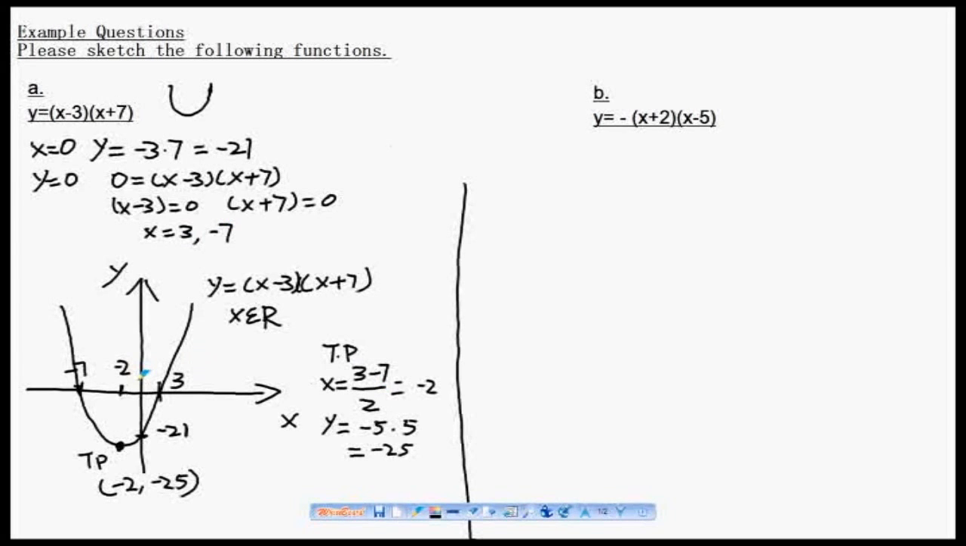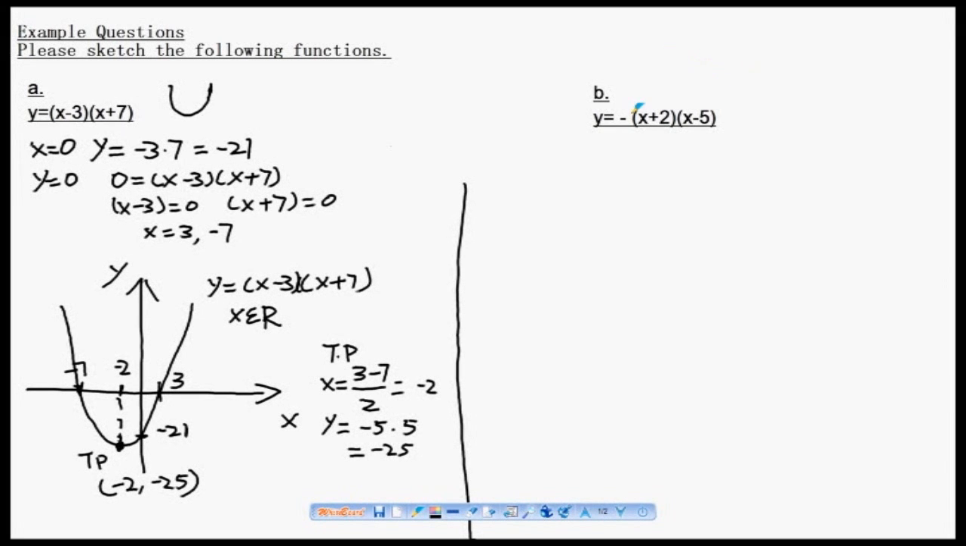Let's draw a dotted line there. You don't have to do that. That's how we answer a sketch-the-graph question in the exam. In the exam, you have to label the domain. If you don't label the domain, they take off 1 or 2 marks.